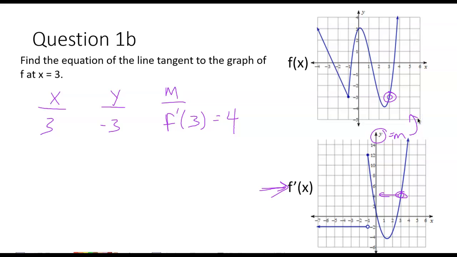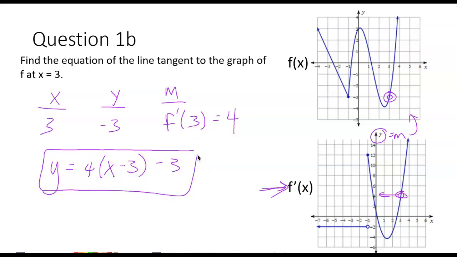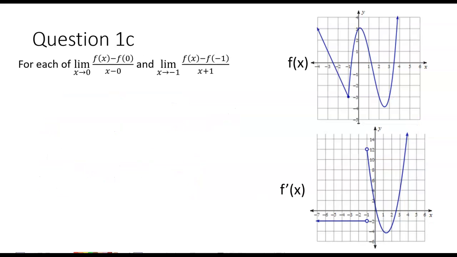Okay? All right, so now we're ready to go ahead and write out our tangent line. So it's y equals the slope times x minus 3, and we're all done. You could stop right there. Moving along, let's take a look at 1c.